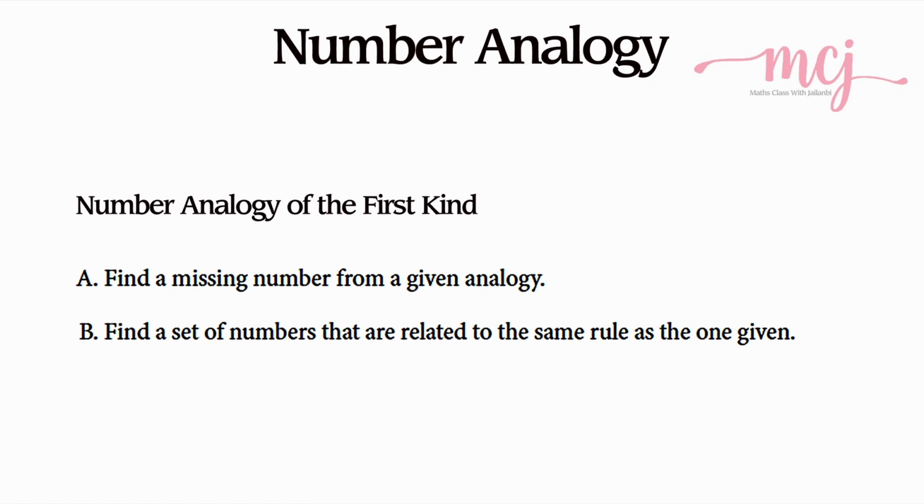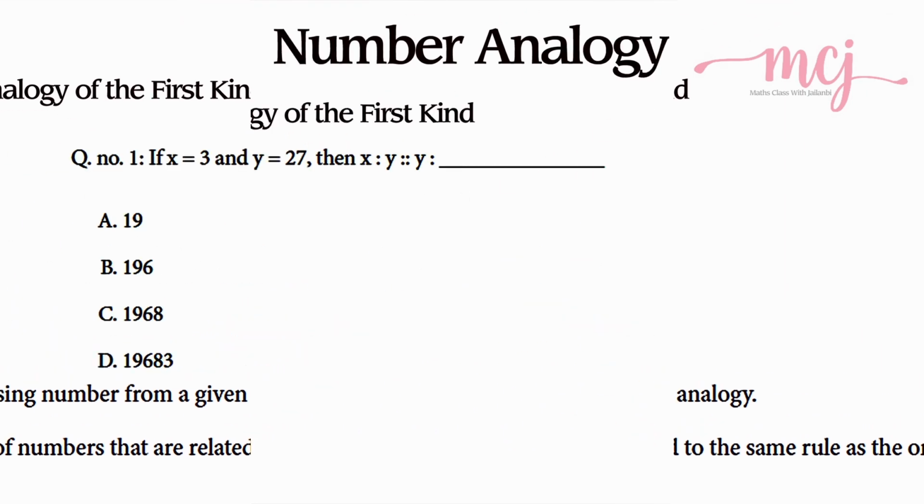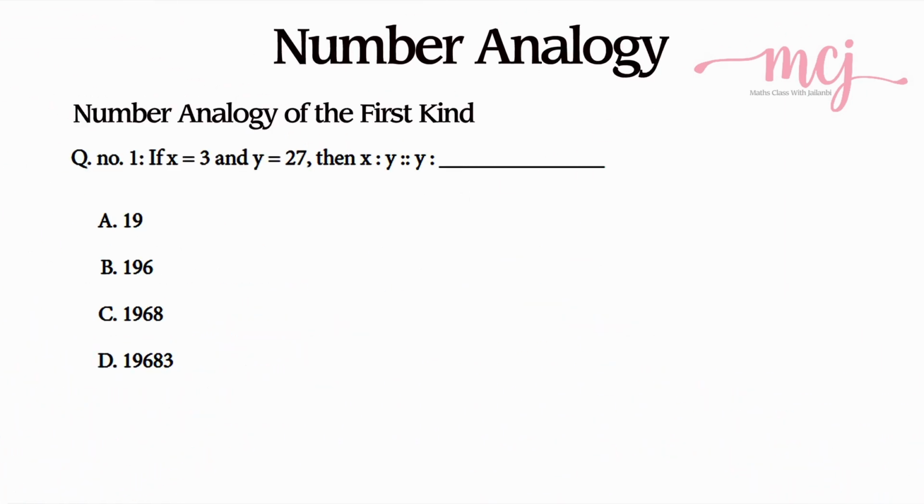The tricks or the time savers here are to look for the common rules. Check for relations like is a factor of, is a multiple of, is a root of, is a square of, or a combination of these rules. Let us again see this with the help of an example. First example: if x is equal to 3 and y is equal to 27, then x is to y, that is, y is to dash. Here we have some options.